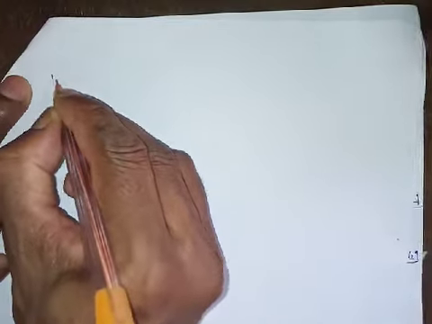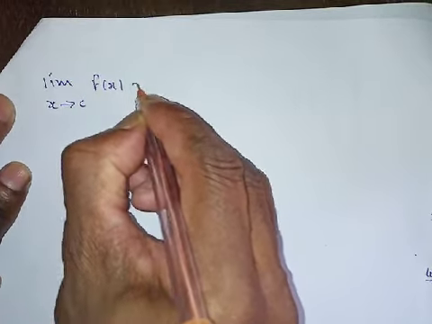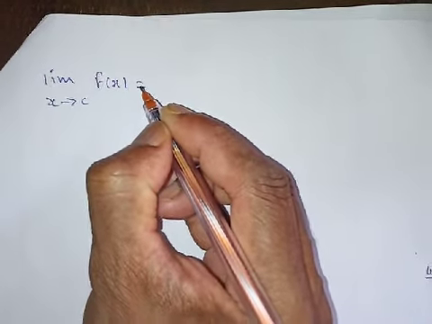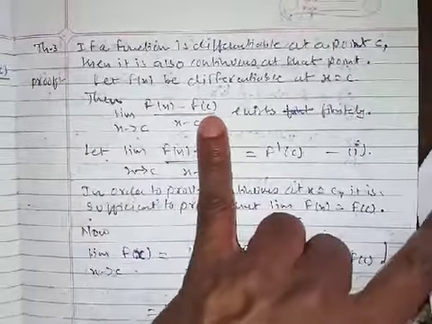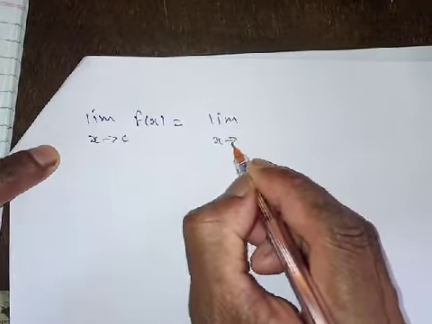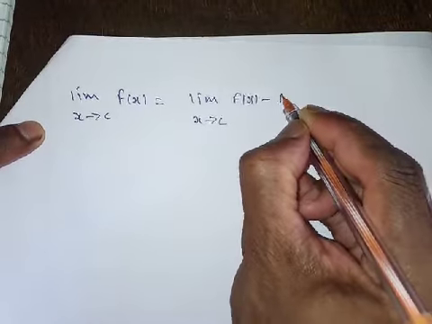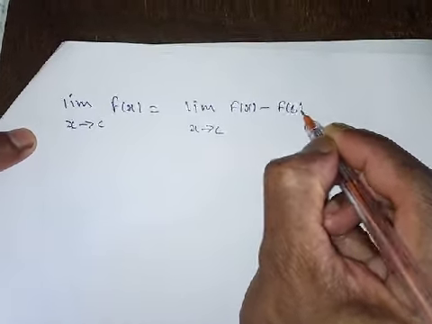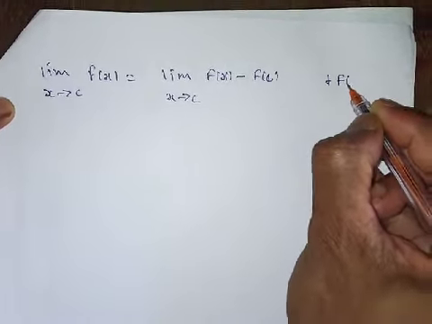Let's see here. What do we have? Limit x tends to c, f of x. Now what we want, according to the definition, is f of c. So what we'll write here is limit x tends to c, f of x minus f of c. But this was not given, so we'll add it here, plus f of c.